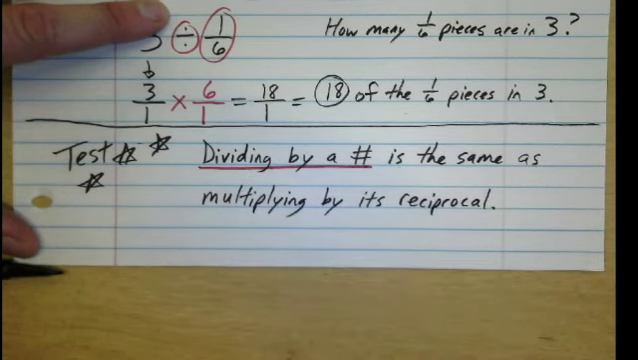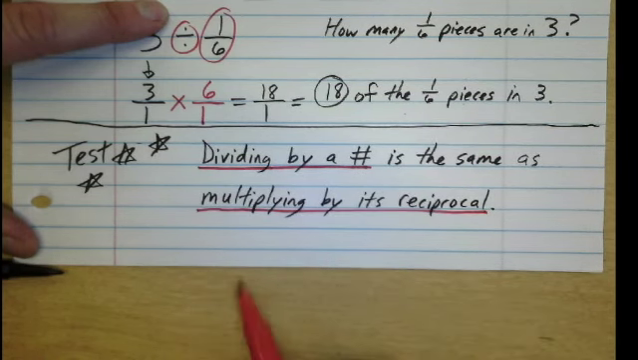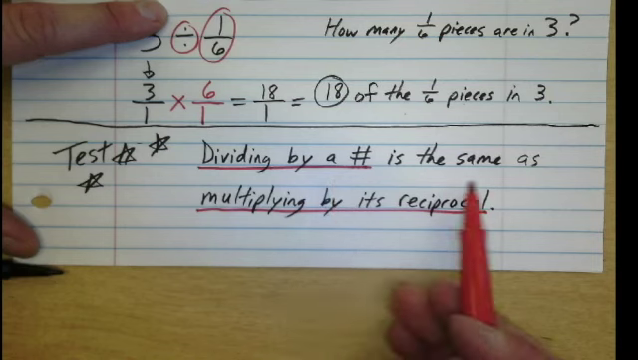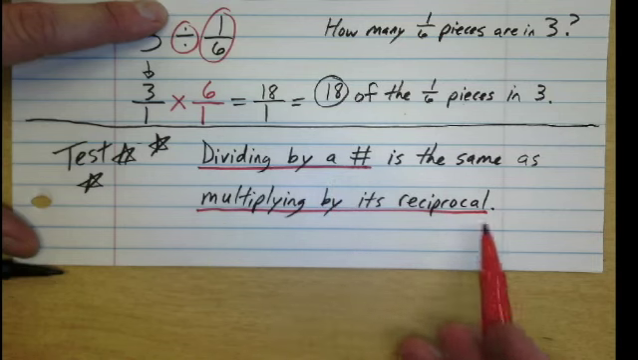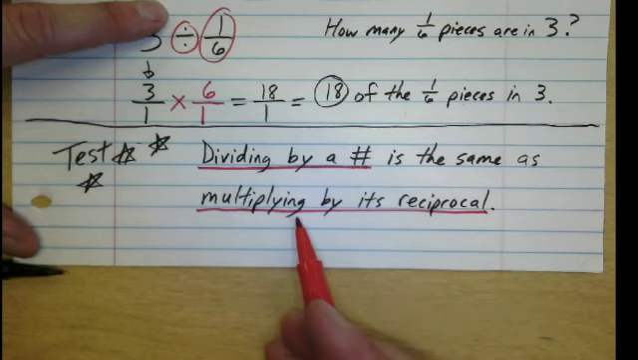Dividing by a number is the same as multiplying by its reciprocal.